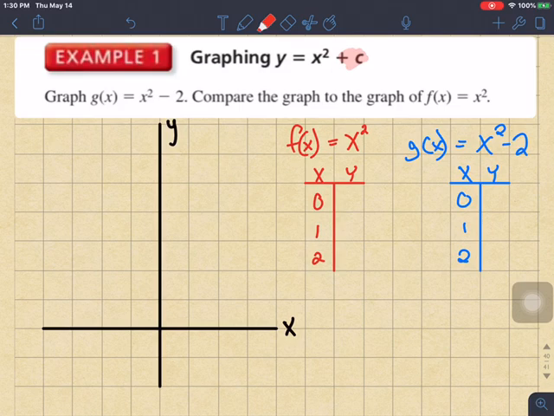As you can see, I have a coordinate plane, and I'm going to graph in red y equals x squared, or f of x equals x squared. We've done this before. We have a set of inputs and outputs. If x is 0, y is 0. If x is 1, y is 1. And if x is 2, y is 4. Now, I'm going to graph those 3 points: (0, 0), (1, 1), and (2, 4).